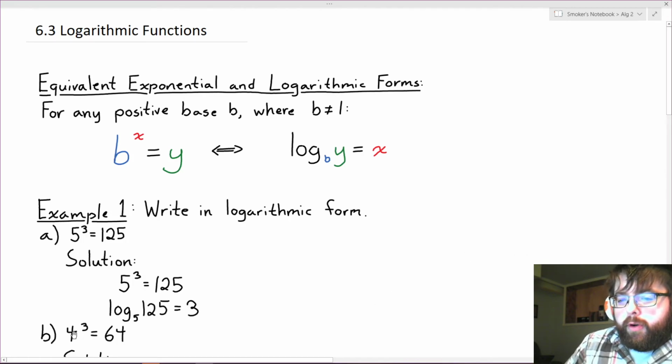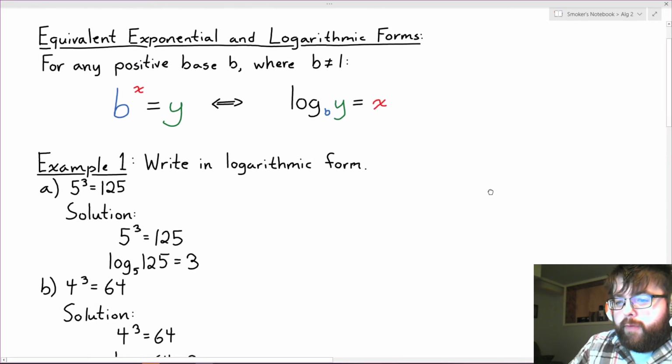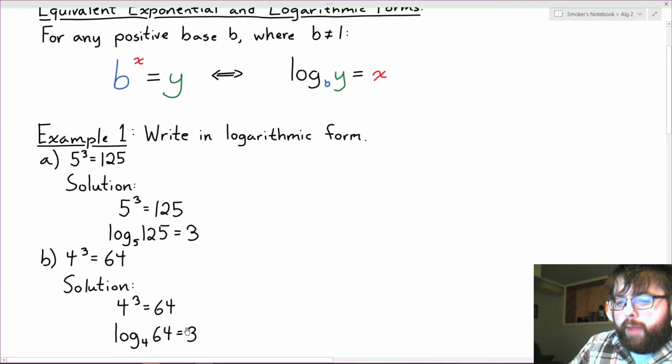Here's another one. 4 to the third power is equal to 64. The base here is 4, the exponent is 3, and it's equal to 64. If we rewrite that in logarithmic form, it would be log base 4 of 64 is equal to 3. Again, we're taking the superscripted exponent and making it a value, and that makes it easier to solve for that value.